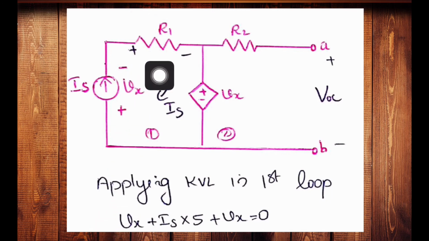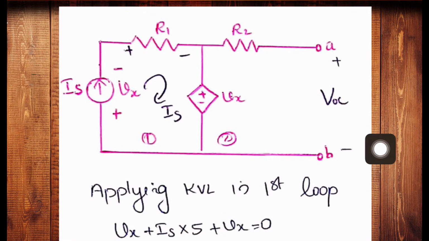Then the voltage drop across this resistor R1, which is equal to IS into R1. R1 is already given as 5 ohm. So we add the term IS into 5. Finally, this dependent voltage source Vx with the polarity mark in the order plus minus. Correspondingly, we add the term plus Vx to our KVL equation. Thus, we get Vx plus IS into 5 plus Vx is equal to 0. Okay. Let us now write the KVL equation in this second loop.